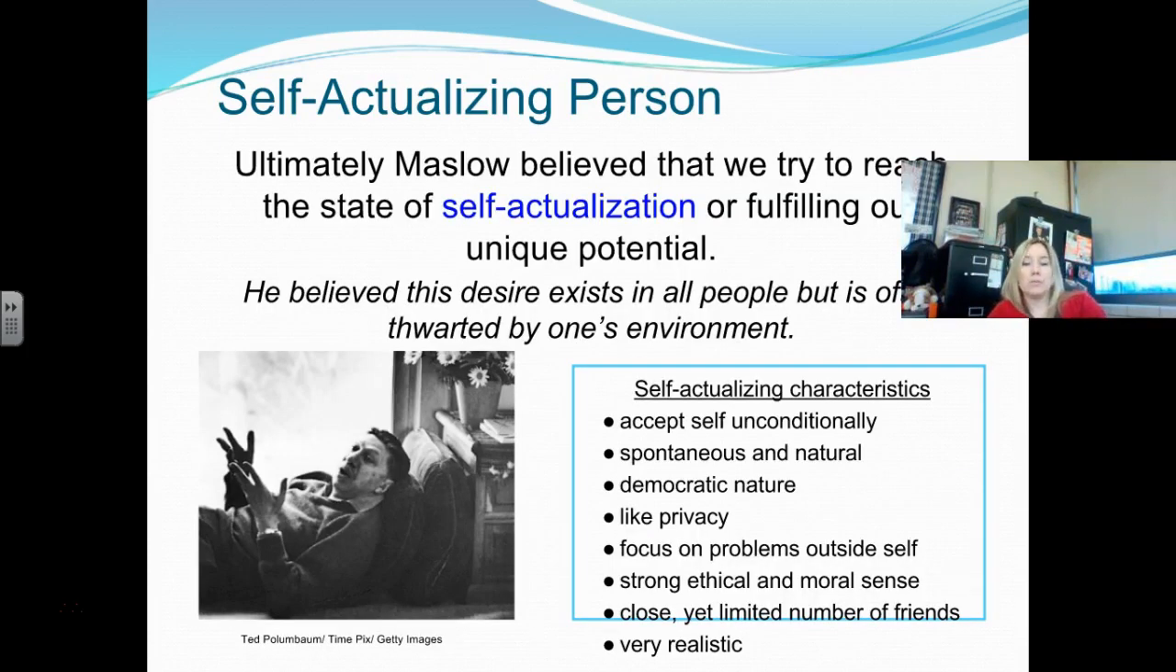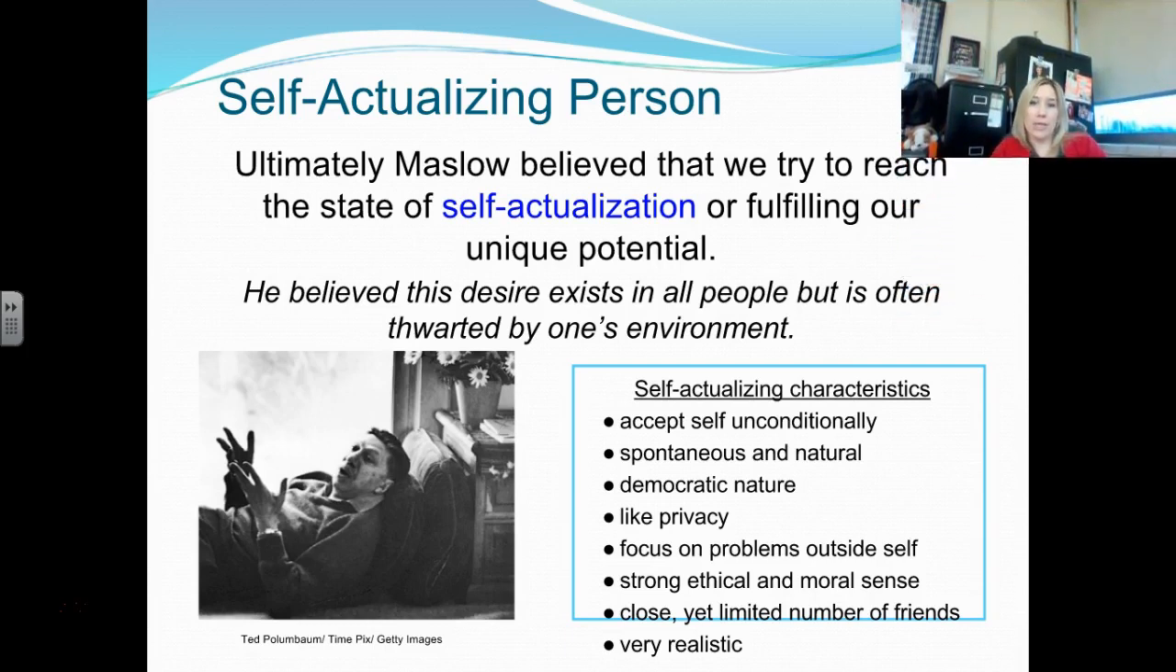Now, let's take a look at how it is that we try to reach self-actualization, okay? Maslow believed that our desire to reach that full level of our potential is often thwarted by our environment. So situations, life experiences, they prevent us from reaching our full potential. So he felt that a self-actualized individual demonstrated some of the following characteristics, okay? Because he truly felt that we do all try to reach that actualized point. It's just not all of us are able to achieve it, okay?